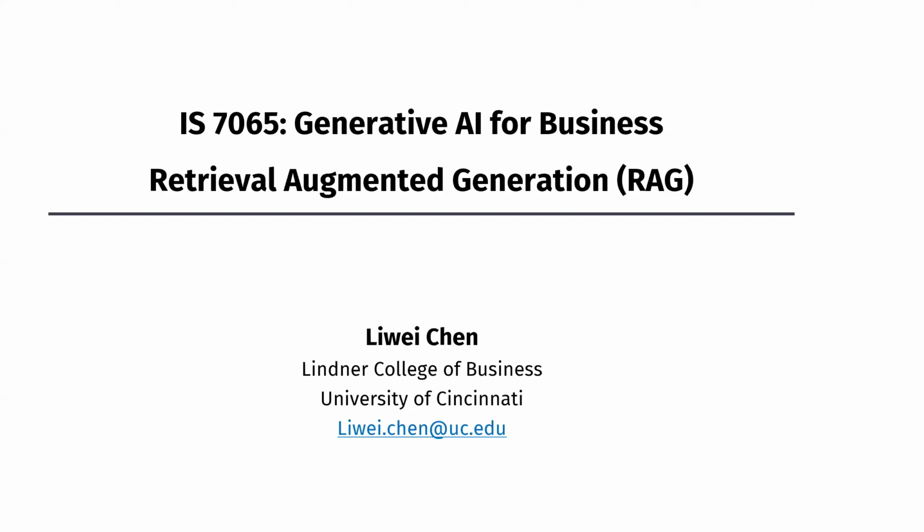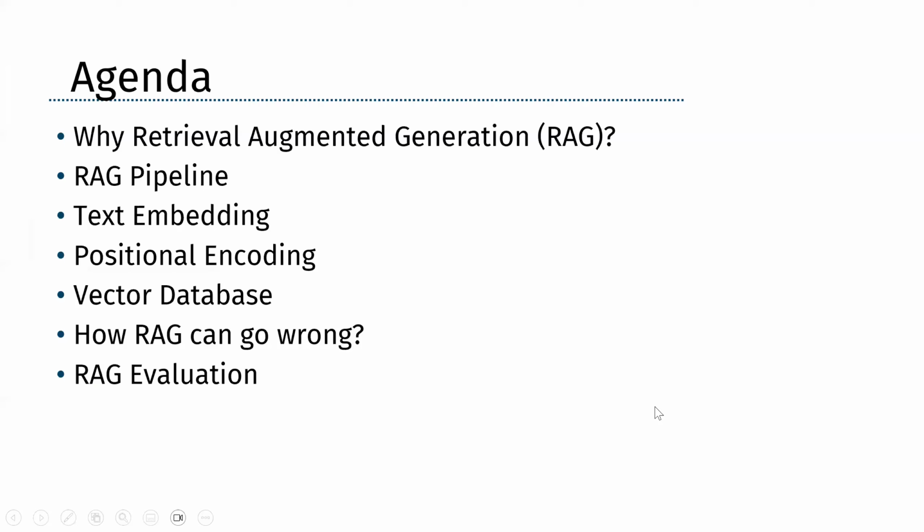Hello, everyone. This week, we will talk about a new topic, retrieval-augmented generation, RAG. This is our agenda. We will start with the definition of RAG, why we need RAG, and the common pipeline of RAG. We will then dive deep into some technical details of RAG, including text embedding, positional encoding, and vector database. And last, we will talk about how RAG can go wrong and some evaluation frameworks of RAG.